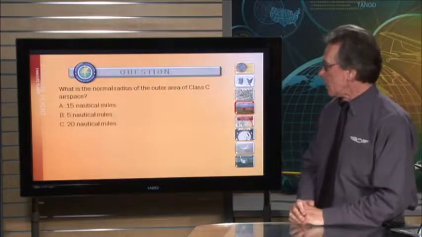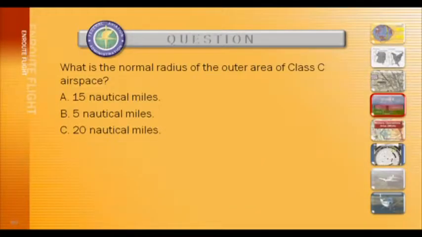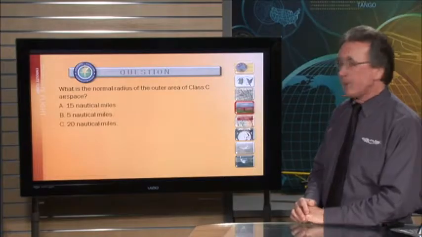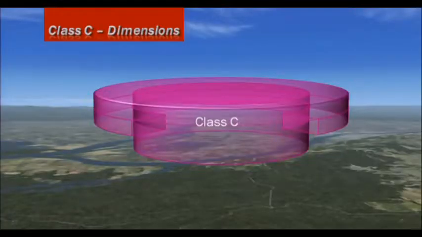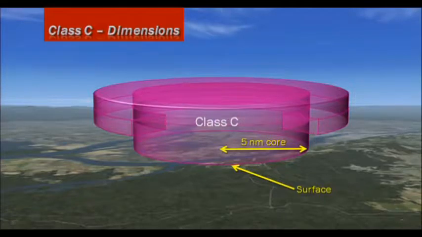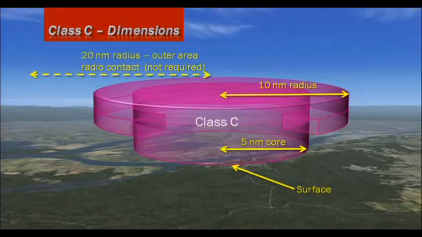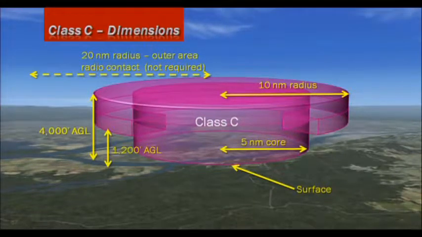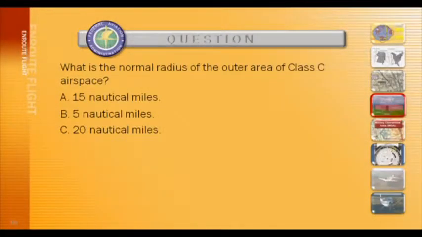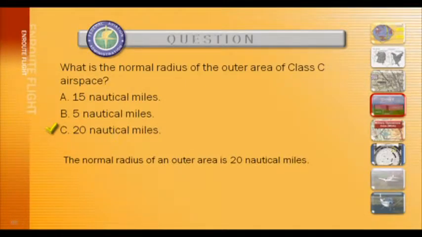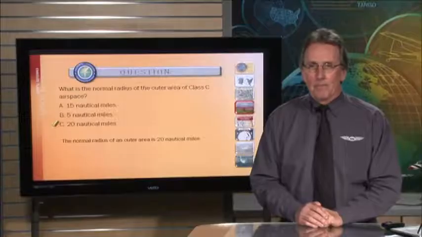Okay, let's take another question. What is the normal radius of the outer area of Class C airspace? Is it A, B, or C? Now, this is the outer area. We'll have to take a look at some graphics here to help you with this answer. We've got the surface, we have the core, the radius, and the outer area radius. And from this, we can determine that C is the correct answer, 20 nautical miles for the outer area radius.